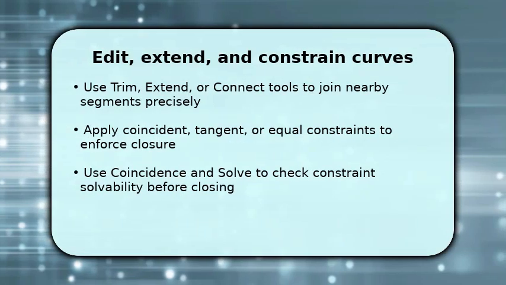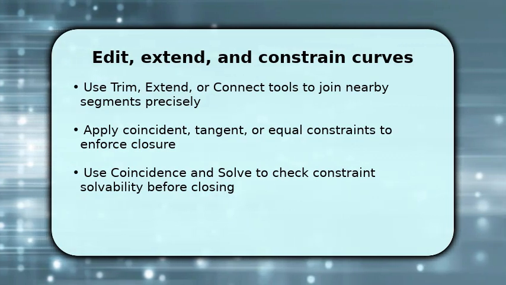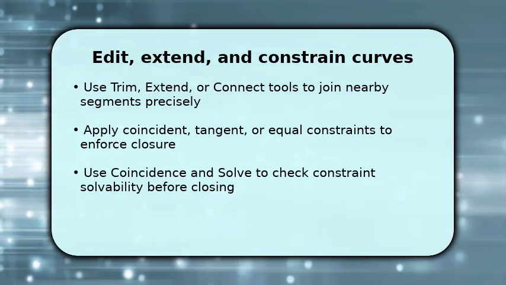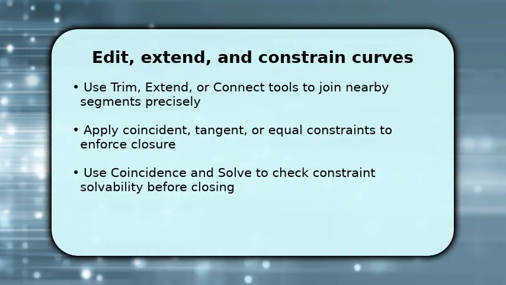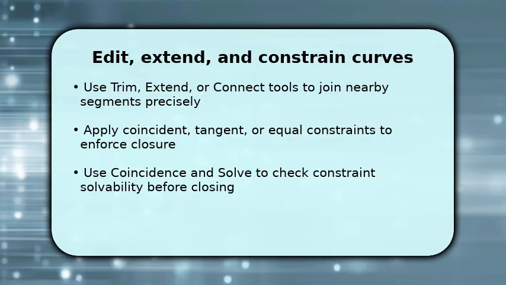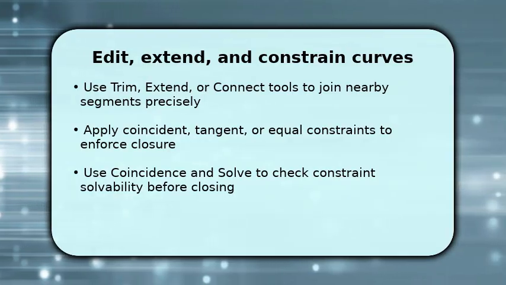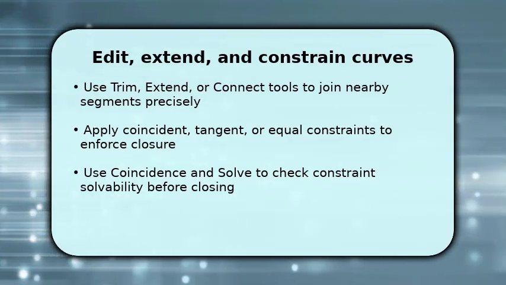You now fix the geometry. Use trim to remove overlaps and extend or connect to bridge small gaps. Make short, deliberate edits rather than heavy redraws so continuity is preserved. Then apply coincident constraints to endpoints and tangency or curvature constraints where smooth joins matter.